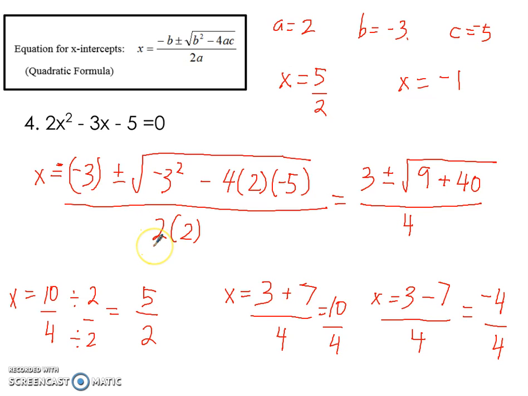So now I want you to complete your independent work. You can work with a partner on that, and then you complete the exit ticket independently. That means without anyone else's help.